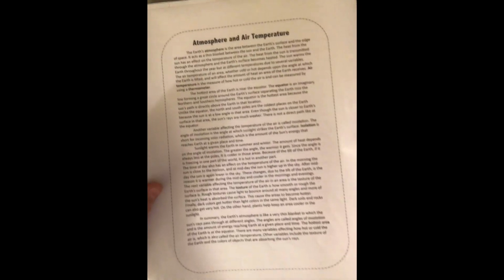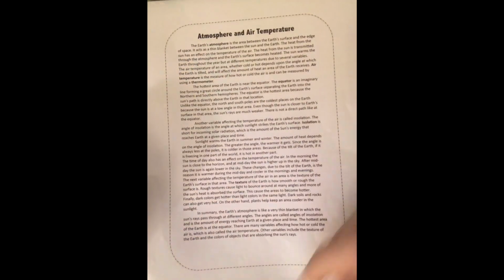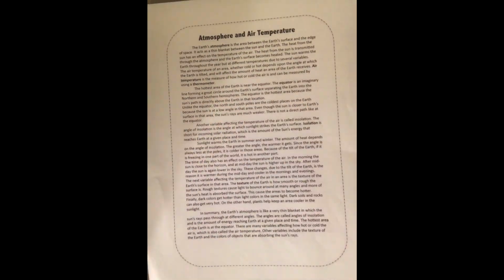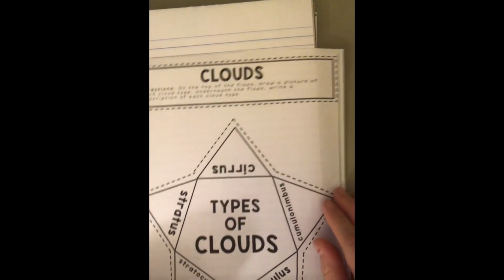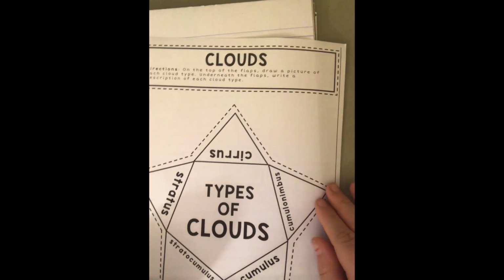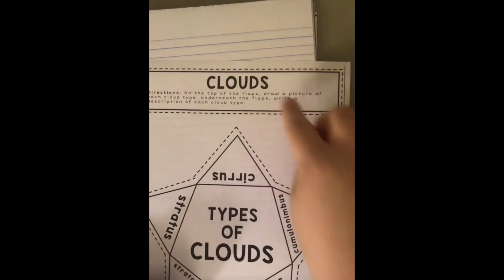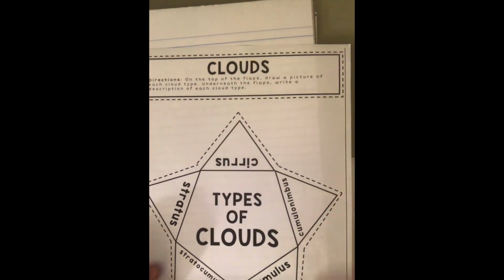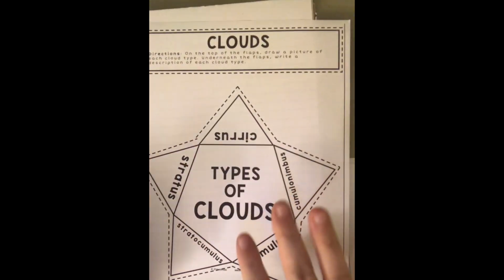okay? And you will need the one that says atmosphere and air temperature. You're going to cut it all the way out and glue it down just like we've done with all the other reading pages. Alright, once that is glued down, we're going on to page 19, okay? And 19 looks like this. You need it where it says clouds. You do not need this part. You can cut out the word clouds if you'd like, but we do need this part.